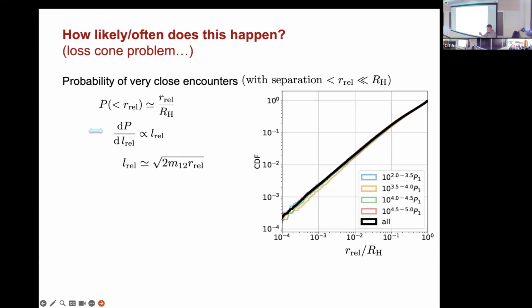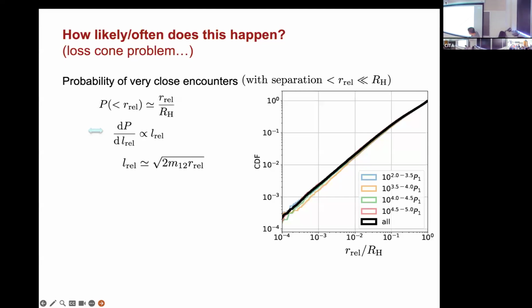You have stars in the galactic nuclei. All the stars scatter each other. Once in a while, a star will be kicked into a low angular momentum orbit and get sucked in by the supermassive black hole. Here, in a way, it's similar. You have these two little black holes moving around a big black hole. They're moving around each other, but once in a while they may be kicked into an orbit such that the relative angular momentum is so small that they basically collide with each other. So it's a kind of relative loss cone problem.